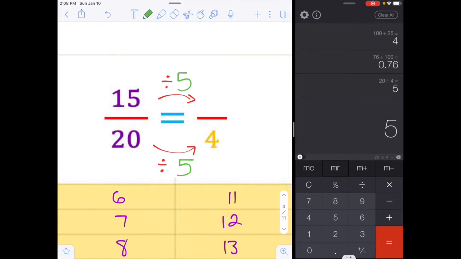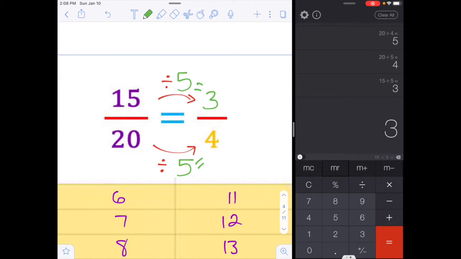Let's see, this should be equals. So 20 divided by 5 equals... yep, that works. Then I'm going to do the same thing on the top, 15 divided by 5. Hey, look, it's 3. Doesn't matter to me how you do it, and if you don't need a calculator, that's fine. But if you do, that's all right.